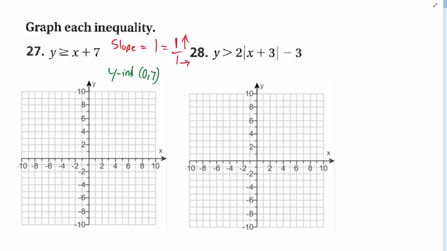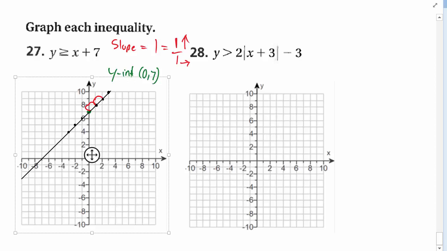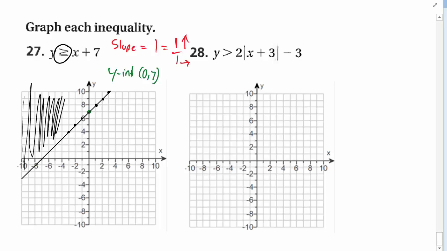I'm going to color code that, make it green. So the y-intercept I'm going to plot first, put that green dot there. That's the y-intercept. And then red, I'm going to go up 1 over 1, and I'm going to put little dots to show that I'm going up 1 and over 1. I can go left 1 and down 1 too, but either way, I draw the line, and because it's greater than or equal to, it's a solid line, and then you just shade above.